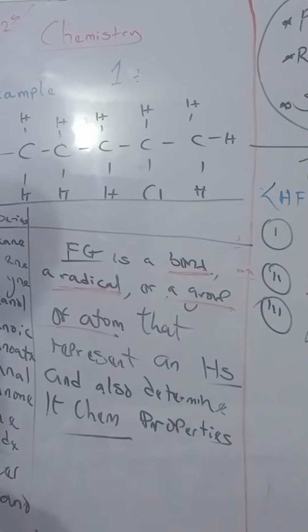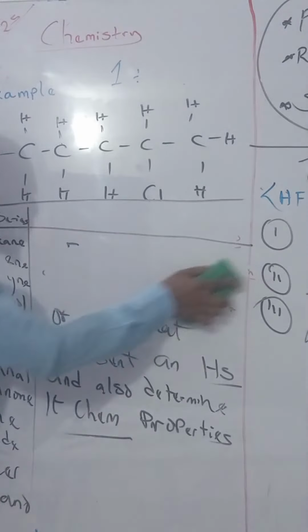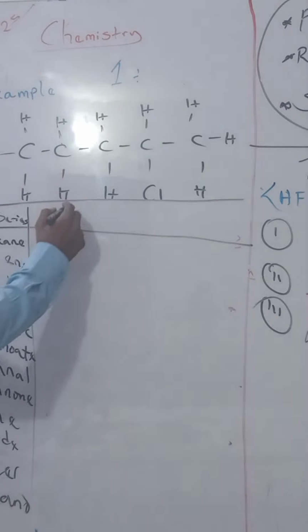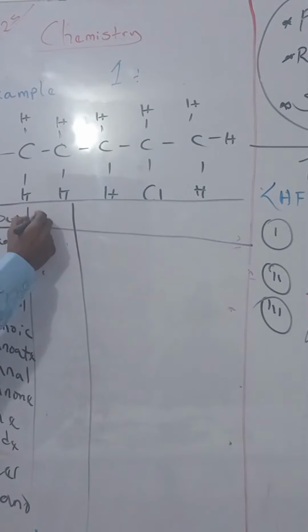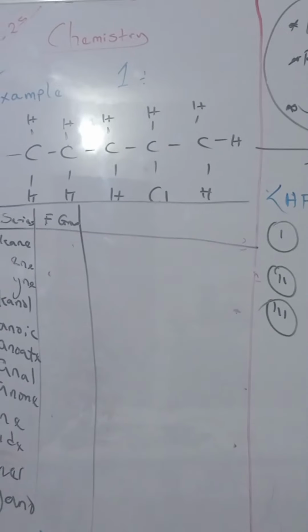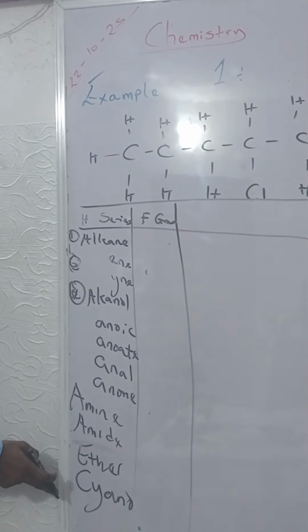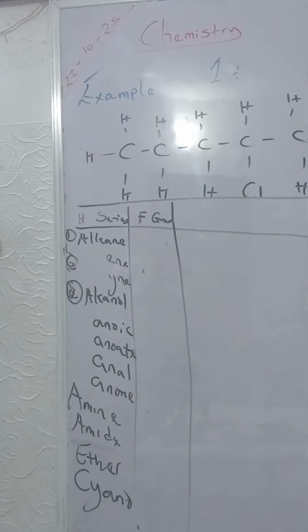So that's FG. Now what I want you to do is go back to the page where you wrote the homologous series earlier, and write in front of each series its functional group. Each of these families has its own functional group. I hope it's not too zoomed. This is enough. So let's start with this.